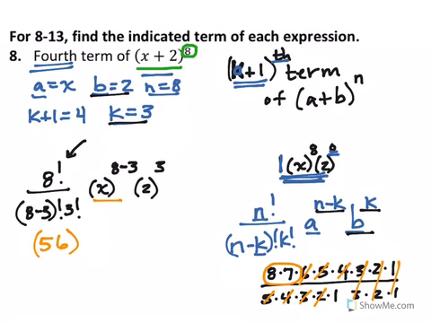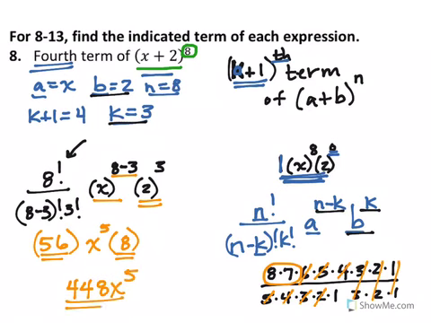Then x raised to the 8 minus 3 is x to the 5th. And then finally, 2 raised to the 3rd is 8. The last thing I need to do is multiply 8 times 56, and my final answer is 448x to the 5th, which is the 4th term of this expansion. So if you did the whole expansion, you would see that the 4th term is 448x to the 5th.